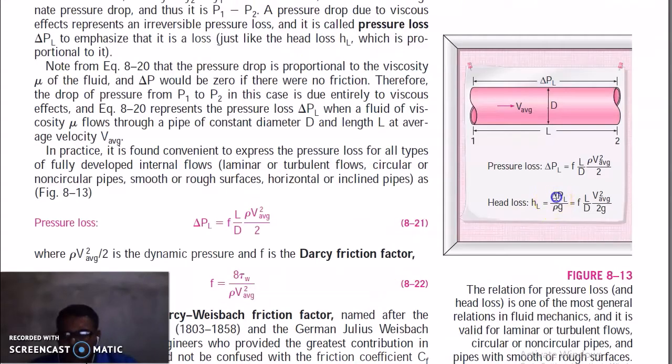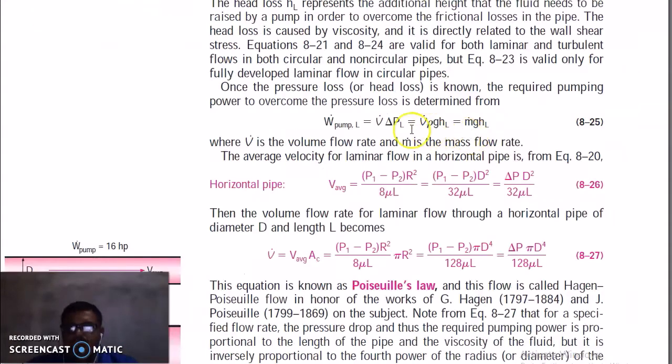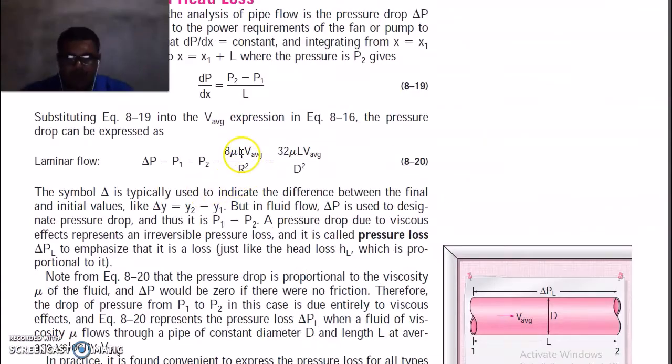Also, you can replace del P in terms of HL, which is head loss, by taking this term to this side. Now if you replace this del P by this term, you will get m g HL, where m is the mass flow rate, g is gravity, and HL is head loss, and V is the volume flow rate. Now rearrange this equation to find V, the average velocity.